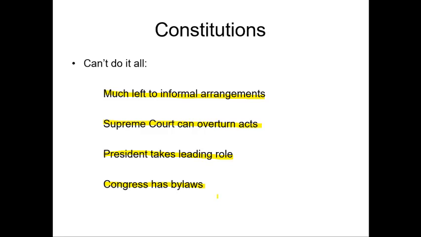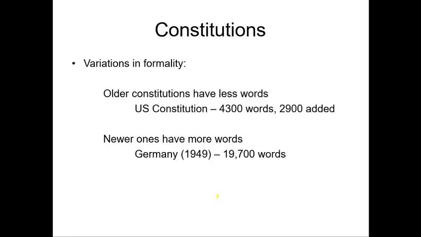Constitutions provide the basic foundational written rule of law. Obviously they can't do it all. I've already talked about how there are quite a few variations in the formalities of constitutions. As I said, older constitutions have fewer words. The U.S. Constitution is considerably short, relatively speaking, with 4,300 words originally, and then 2,900 words added in the amendments.